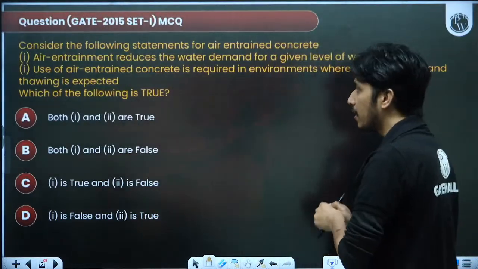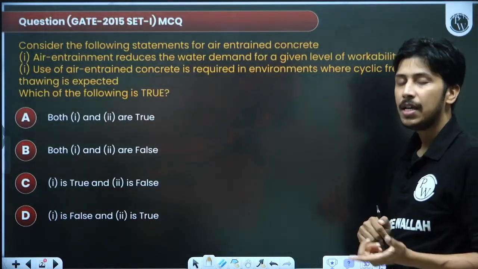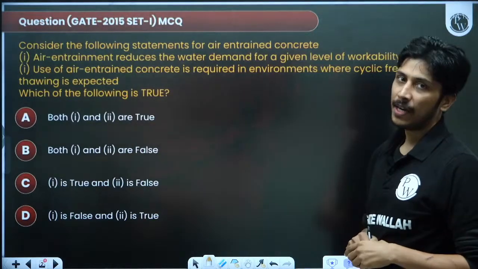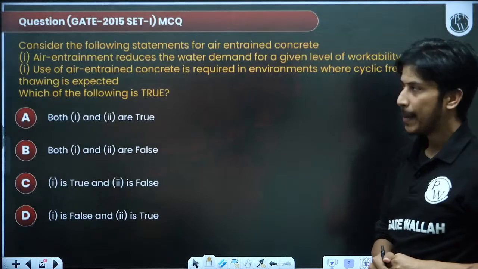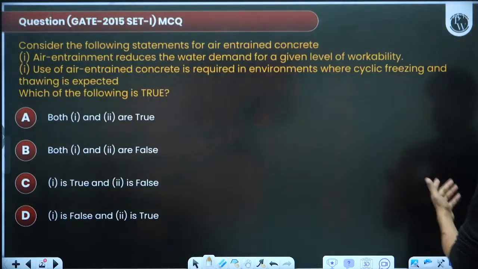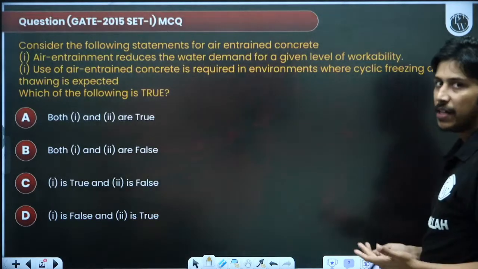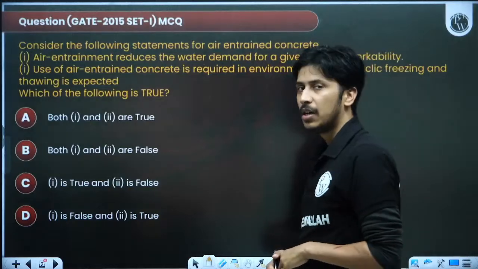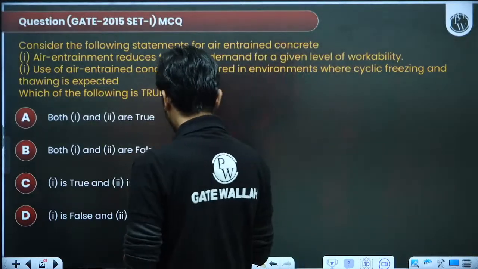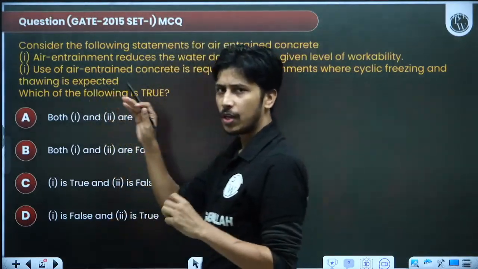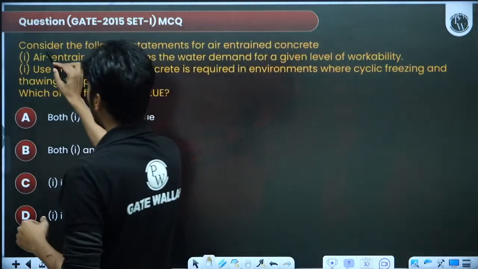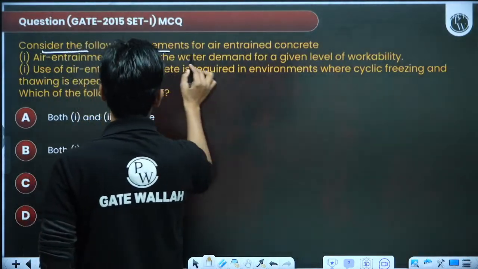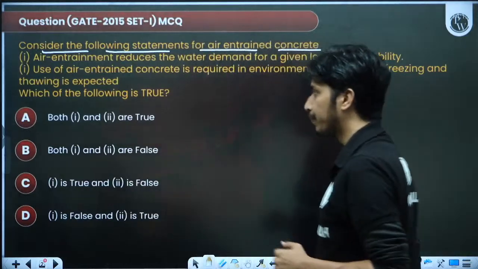Let us understand. This question is a mixed question of RCC and building materials as well. It is a mixture of that. Actually, it is more or less a building material question, but in terms of RCC, it is given. In terms of concrete, it is given. That is why I am taking this in reinforced cement concrete. So first of all, let us consider what it is asking and what we are going to expect in upcoming exams, like these types of questions. Consider the following statements for air entrained concrete.